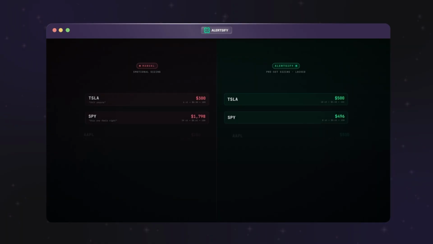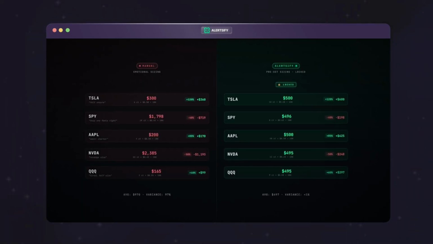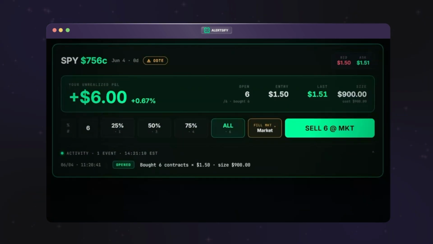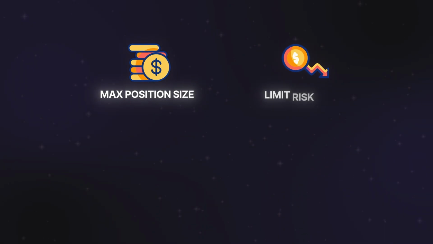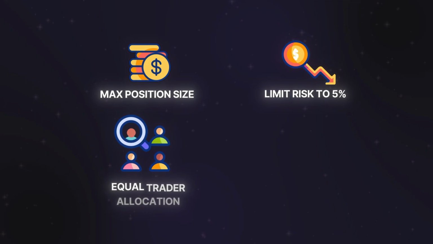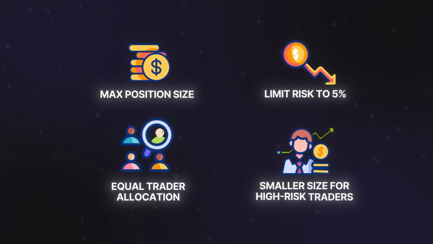Before copying anyone, check the size of their normal positions. Are they risking a small percentage of their account on each trade, or are they taking large positions that create major swings? Then decide what a normal trade should look like inside your own account. You should know, before the first trade, the maximum amount you are willing to put into one position, the maximum percentage of your account one trade can affect, which by the way is ideally no more than 5%, whether you want every trader sized equally, and whether higher risk traders should receive smaller positions.